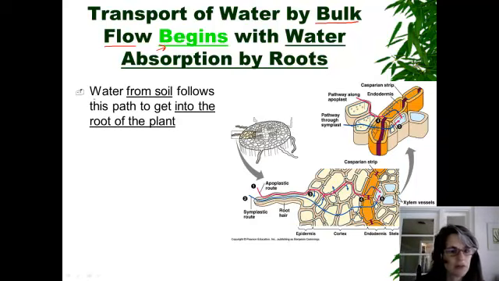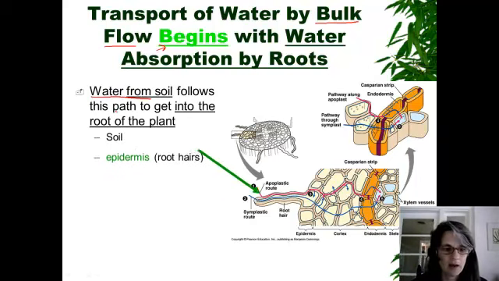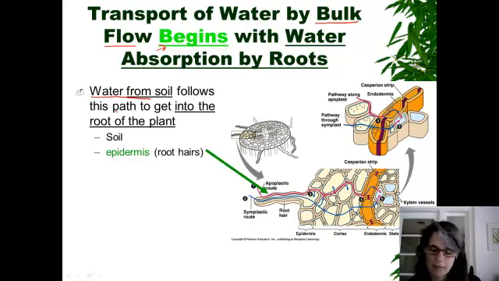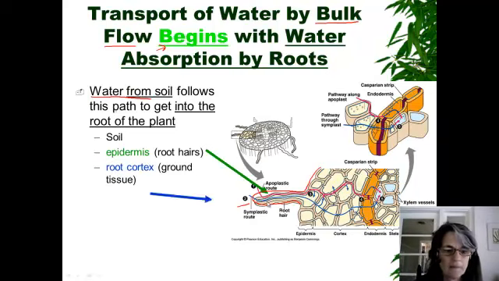So, of course, we know that water from the soil is going into the root of the plant. Okay? Now, remember, we have root hairs out here. This is a cross section of a plant root, so this is the epidermis. We're seeing a root hair and water. This is creating more surface area so water can come in. Okay? Now, if water does come into this plant, it can follow one of two paths.